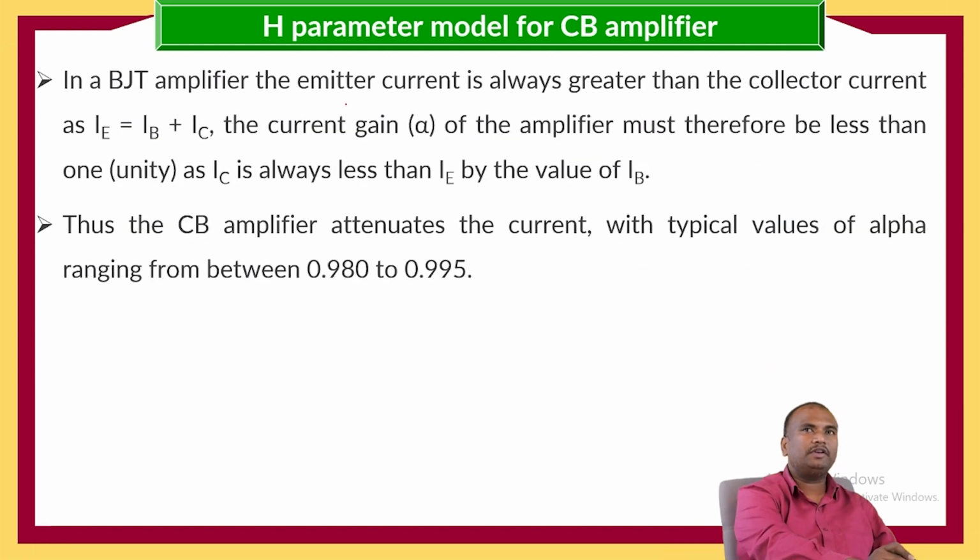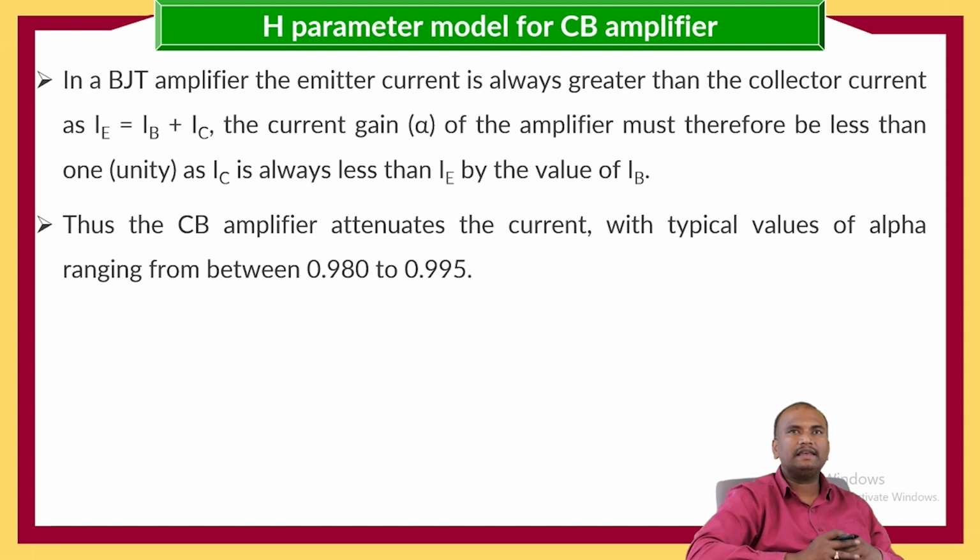Here in a BJT amplifier, the emitter current is always greater than the collector current, as IE is equal to IB plus IC. The current gain of the amplifier must therefore be less than 1, where IC is always less than IE by the value of IB. Thus, the CB amplifier attenuates the current with typical values of alpha ranging between 0.98 to 0.995.